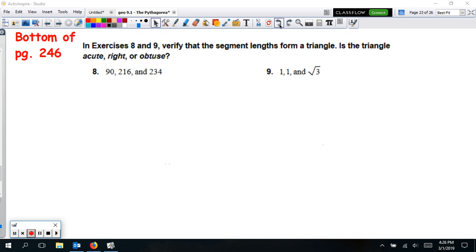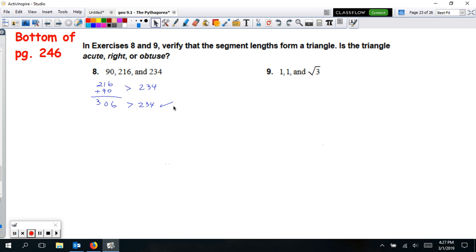So first of all, we would add these two smaller ones together, 216 plus 90. That would need to be greater than the bigger one, 234. And when you add 216 and 90, that does make 306, which is greater than 234. So yes, this can be a triangle. The segment lengths can form a triangle then. If this was smaller than this, then we wouldn't even have a triangle at all, so we couldn't even do any classification of it. We would have to just stop right there.